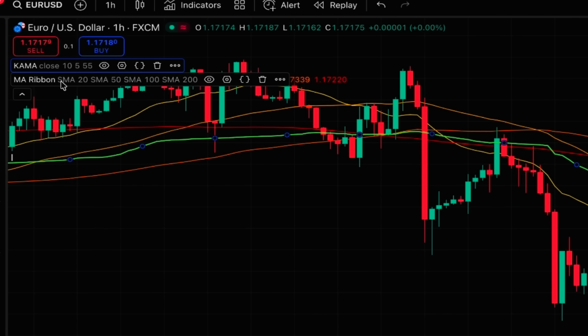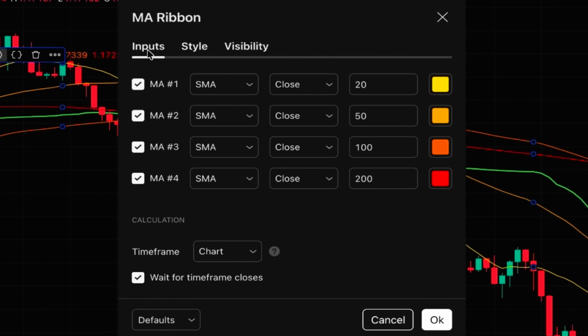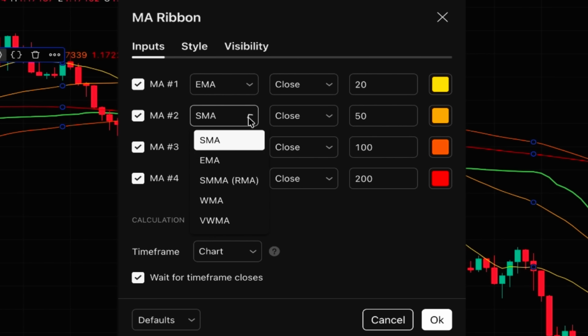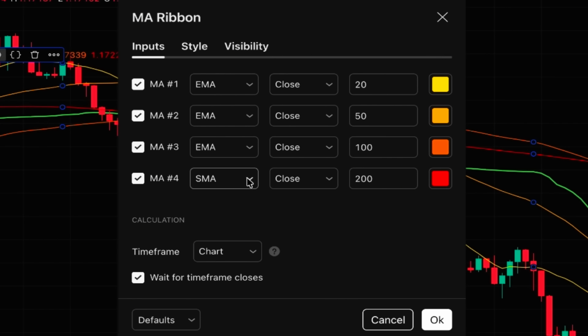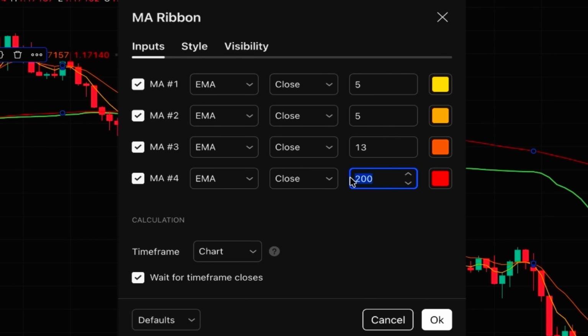So here we go to the settings of the ribbon, and first here in the inputs tab, here we set them on EMA because we need exponential moving average. Then here for the first EMA, we set the length at 5. And for the second EMA, also we set the length at 5. Then here for the third EMA, we set the length at 13. And for this EMA, we also set the length at 13.